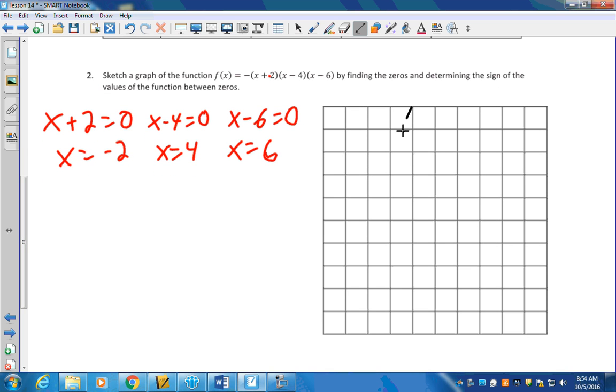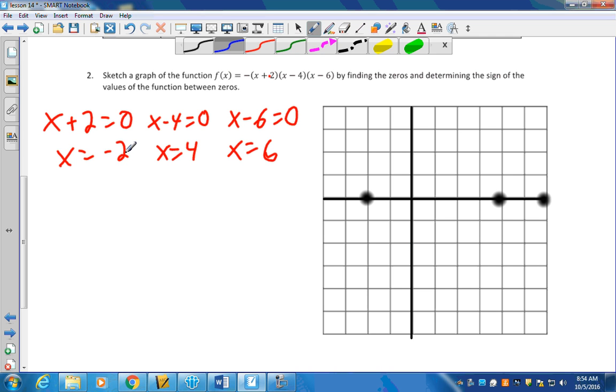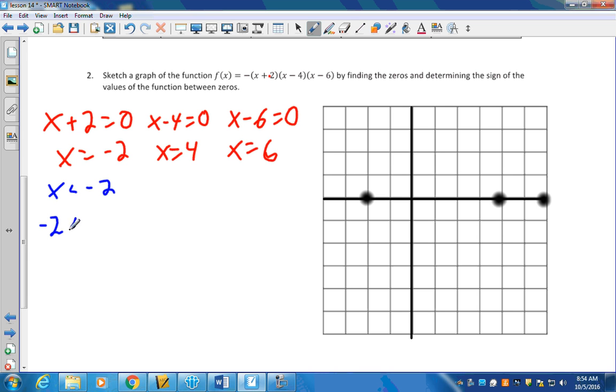So let's sketch our axes here. Put in our zeros. And those 3 boundary points separated our graph into 4 sections. The first section would be where x is less than -2. Our next one is between -2 and 4. Our next one is between 4 and 6. And then our last one is what happens to the graph greater than 6.